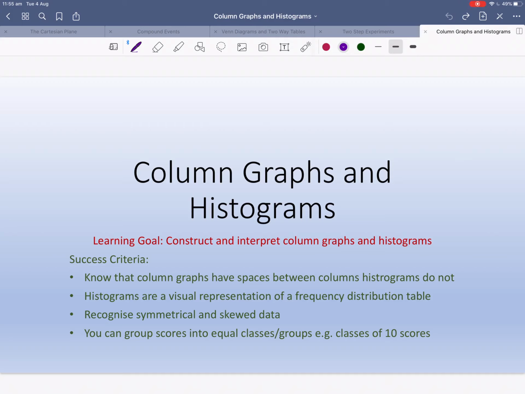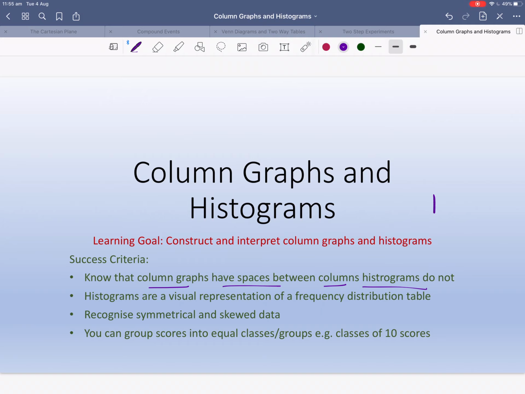Lesson is column graphs and histograms. Okay, so often many students confuse both of them, but they actually are different things. The main difference is that column graphs have spaces between the columns. Histograms do not. They're stuck together.